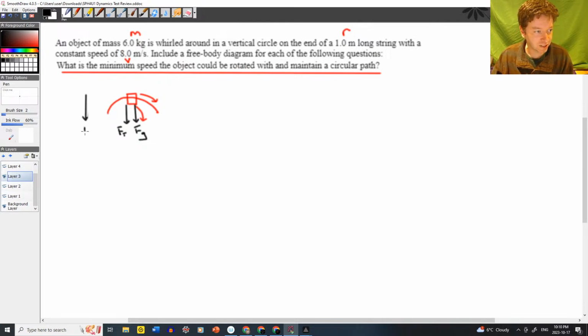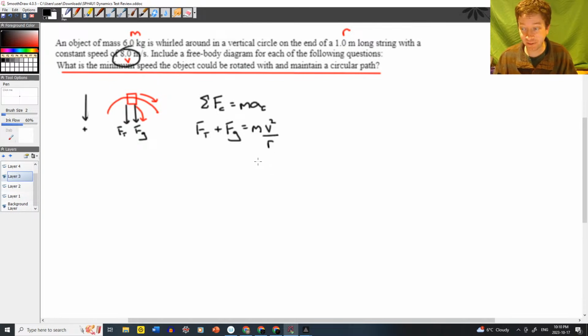So we'll make down positive, center seeking, and we'll write the sum of all forces contributing to centripetal force equals mass times centripetal acceleration. So all our forces here, we've got tension plus gravity is equal to, now we have different equations for acceleration, but since we know speed, we're going to write it as v squared over r.